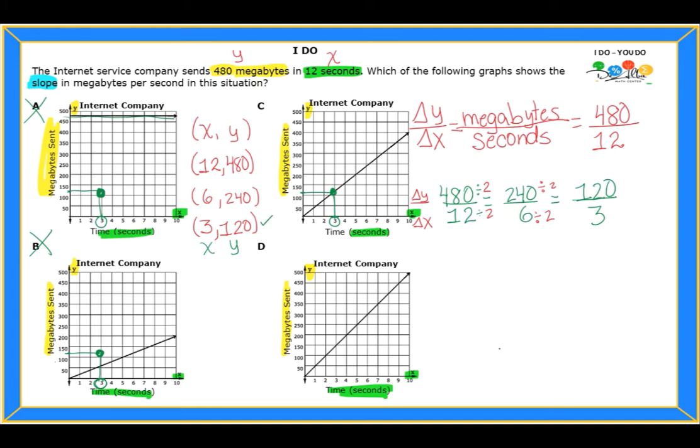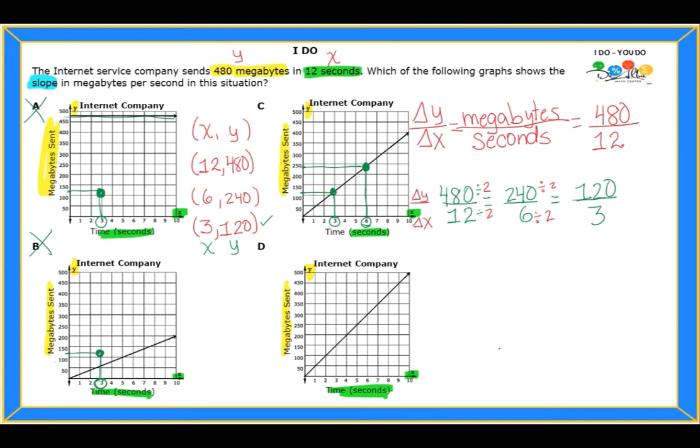But just to be on the safe side, we can check the second point, which is 6 and 240. So let's check that one. So I'm going to choose 6 now and 240. This is 200. 240 is just below 250. So I'm going to go across, and I'm going to go up on 6. And notice how there's a point right there. Okay, so it seems very clear that the answer is C.